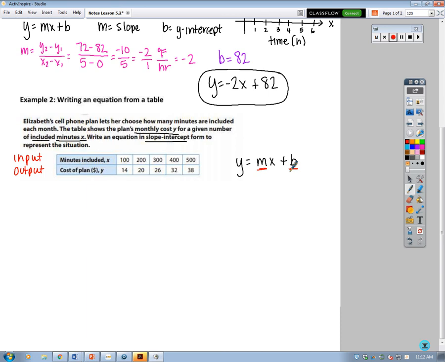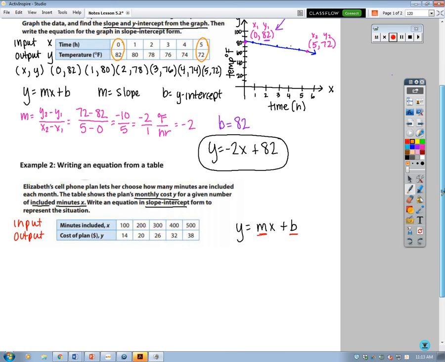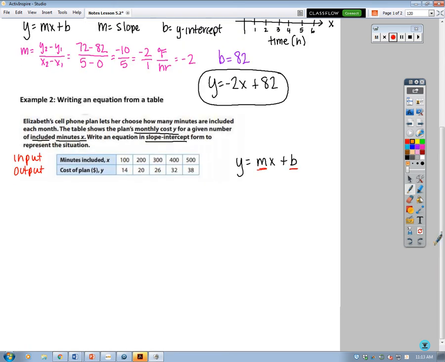So the first thing that we're going to do here is pick 2 pairs of values from this table. And if we look back at the first example, that's exactly what we did up here, right? We picked 2 pairs, which was this pair here and this pair here. So we don't even need to graph. We can just pick 2 pairs of values from the table. Because that's going to let us determine our slope with y2 minus y1 over x2 minus x1, which is our change in y over our change in x.